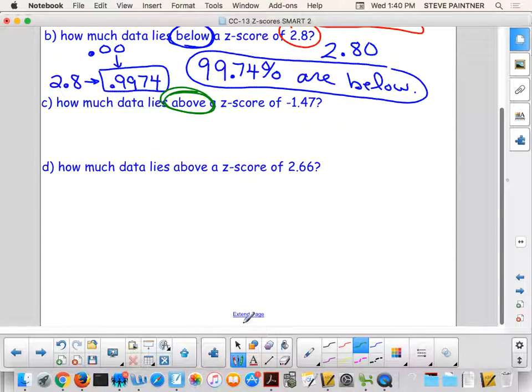Do you want us to change it to positive? No, this one it's negative. 1.47. So I'm looking at the negative 1.4. You gotta flip your yellow sheet though, guys. Get on the negative side.